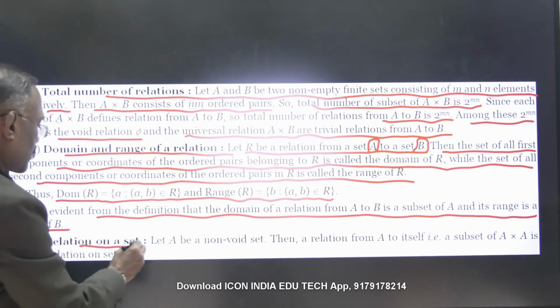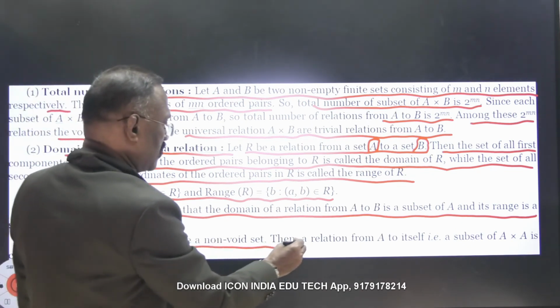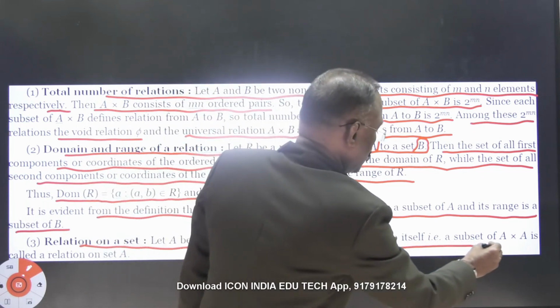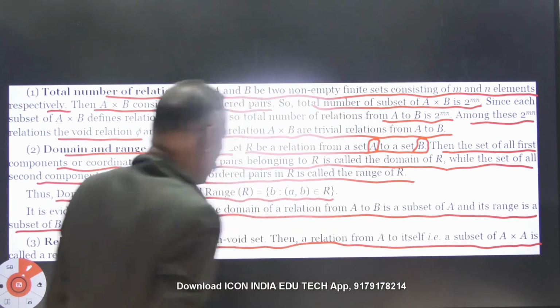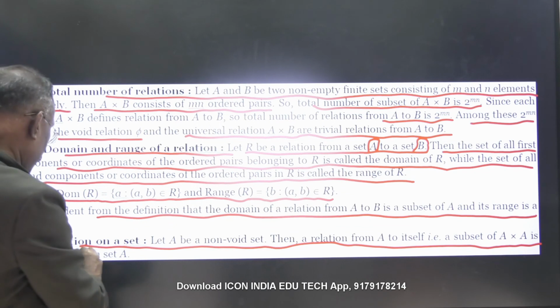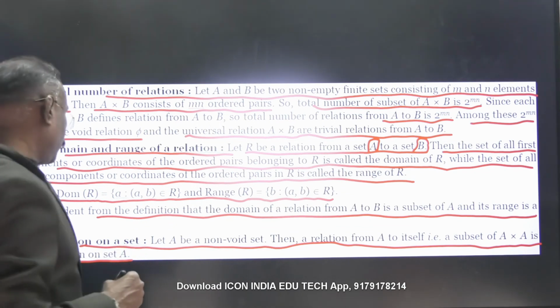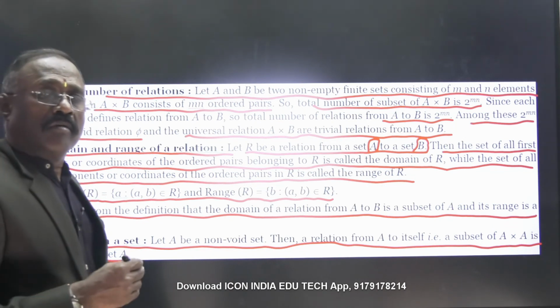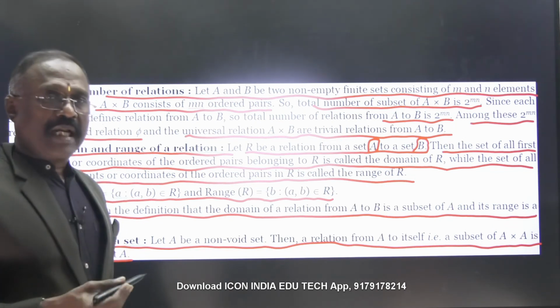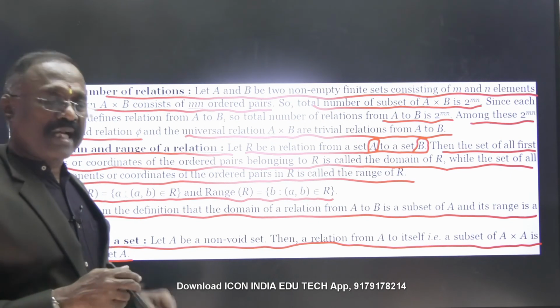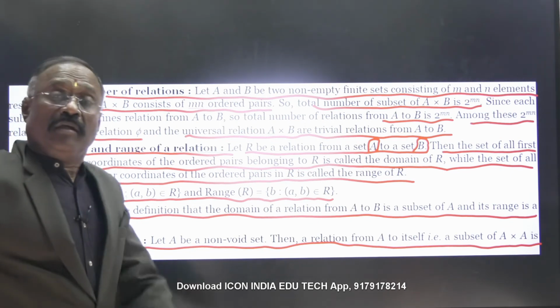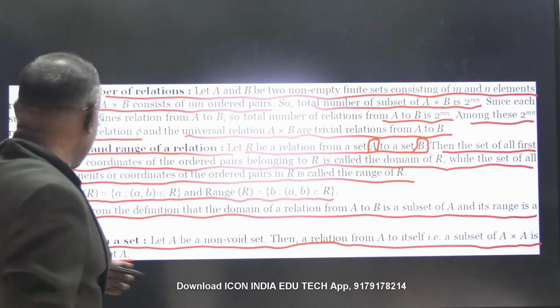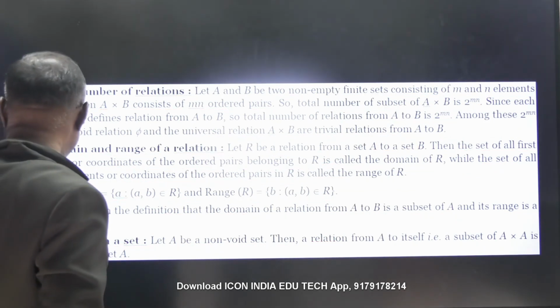A relation on a set: let A be a non-void set, then a relation from A to itself, that is a subset of A cross A, is called a relation on set A. Anyway, whatever it is, the Cartesian product is taken, and the relation is taken as the subset of the Cartesian product itself. Let's move to the next part of it.